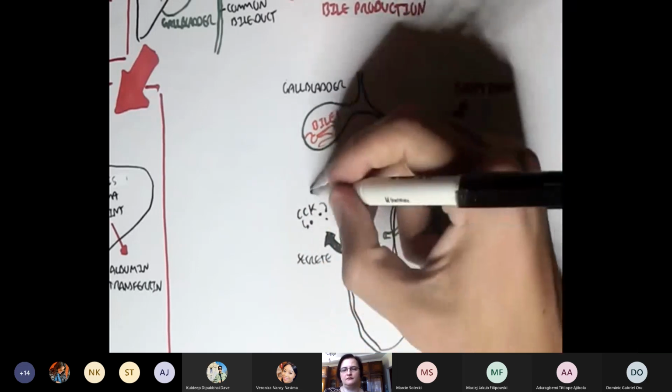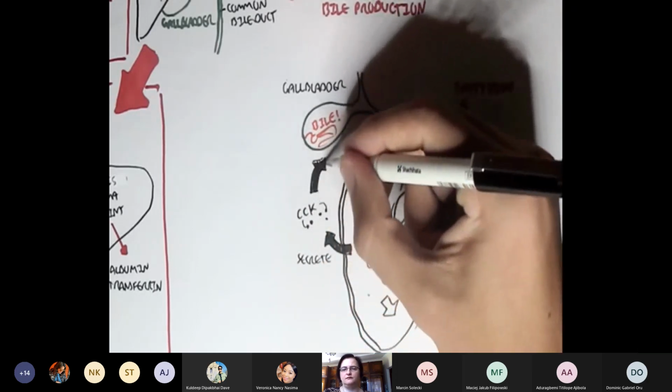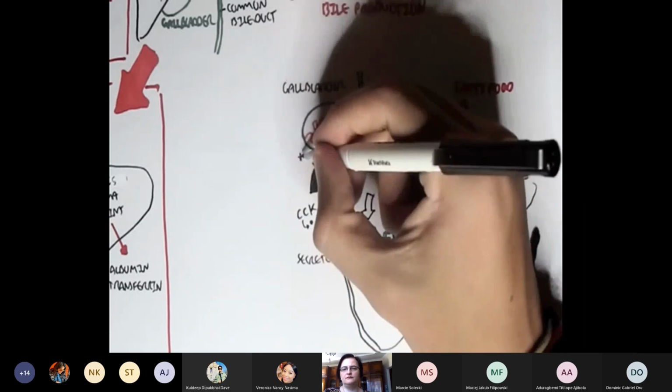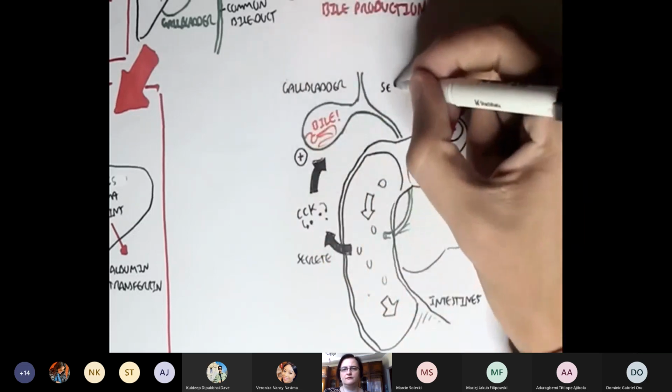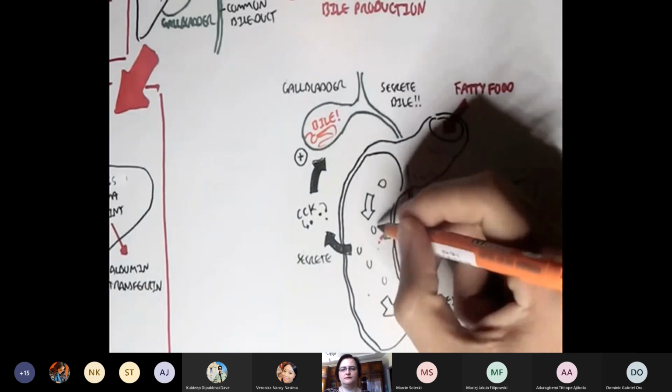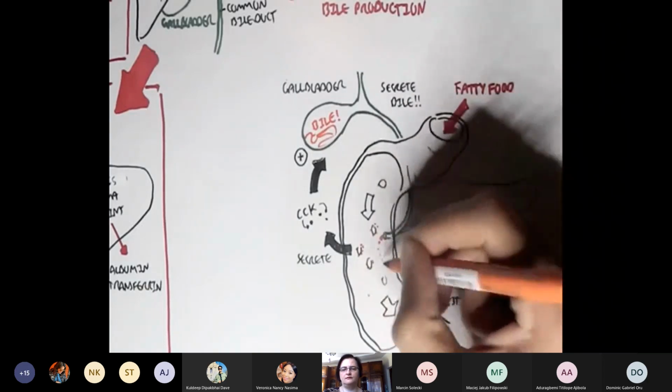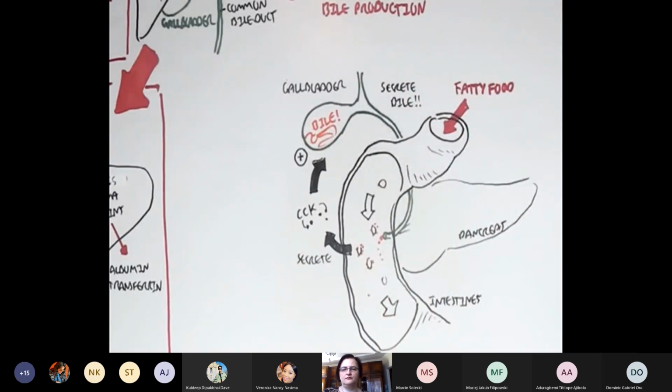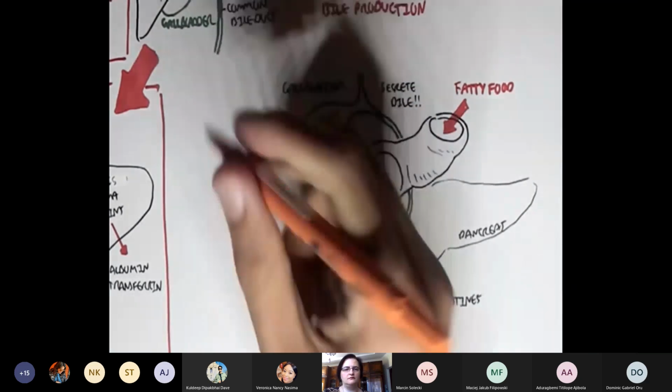It needs the help of bile. So it secretes the hormone CCK, which will then stimulate the gallbladder to contract, to then release the bile into the small intestines and to help emulsify the fats, cover the fats, so that the fats can be easily digested and absorbed by the small intestines.